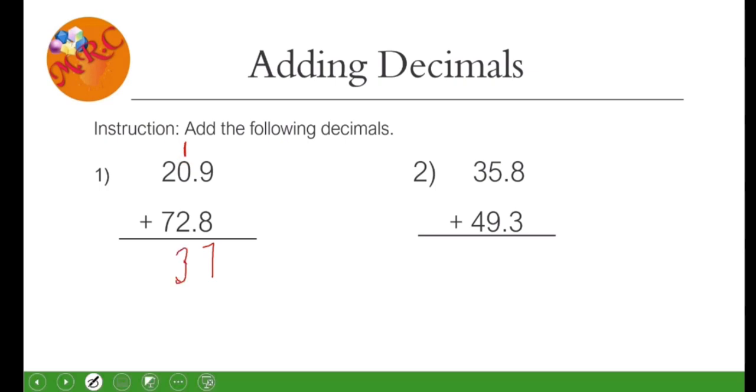Here we bring down our decimal point, putting our decimal point there. Continuing, we're going to add our 7 here and our 2. 7 plus 2 is 9. So there our answer is 93.7.